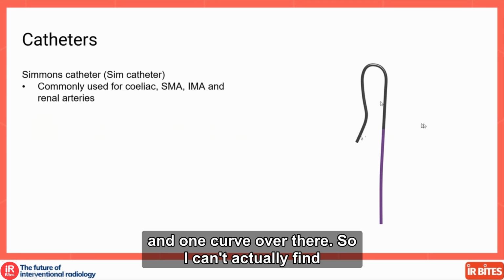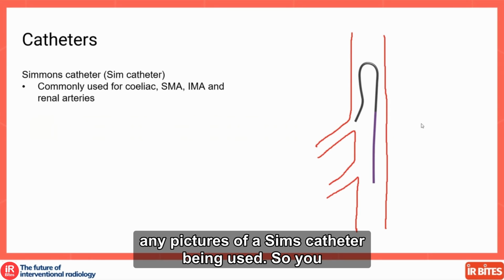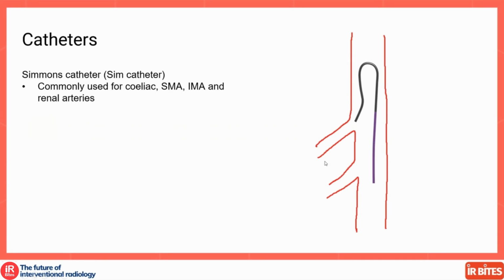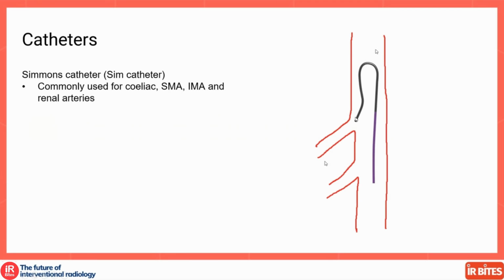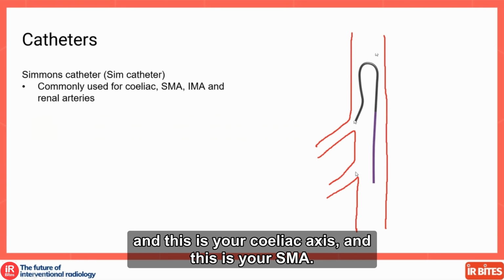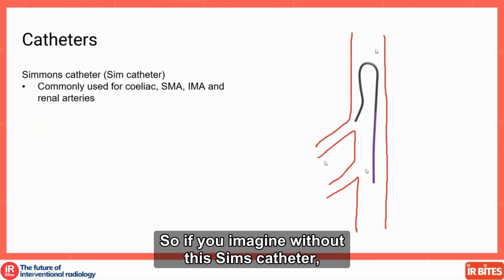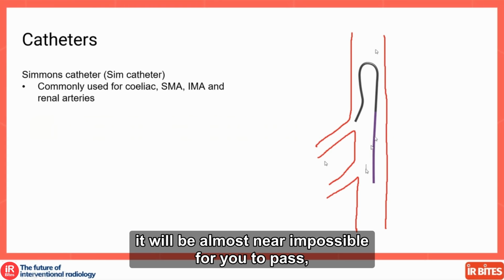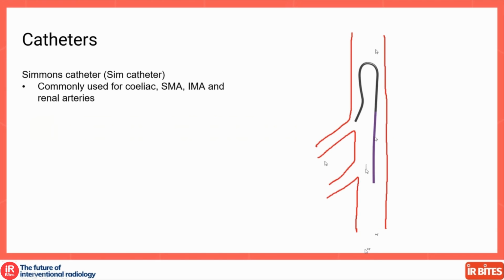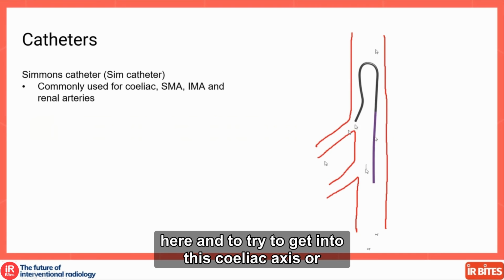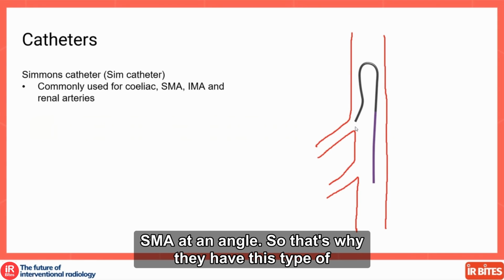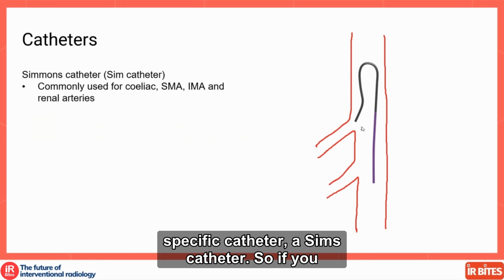I can't actually find any pictures of a Sims catheter being used, so you just have to bear with my horrible drawing. Imagine this is the abdominal aorta, and this is your celiac axis, and this is your SMA. Without this Sims catheter, it would be almost near impossible, when you puncture the CFA, to pass a catheter up here and get into the celiac axis or SMA at an angle. So that's why they have this specific catheter, a Sims catheter.